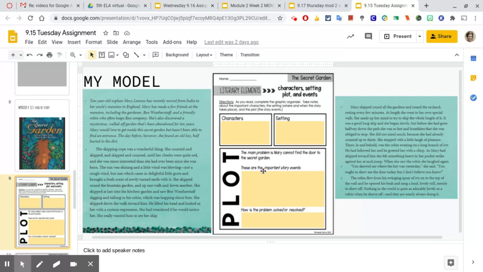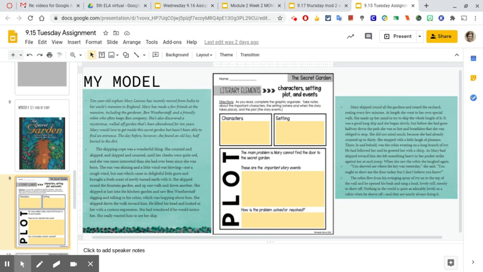These are the important story events. What in the story is actually important? Is every little thing that happens in the story important? Absolutely not. What about the problem? How is it resolved? You're going to have to do that on your own today. So as you read, fill out this graphic organizer.